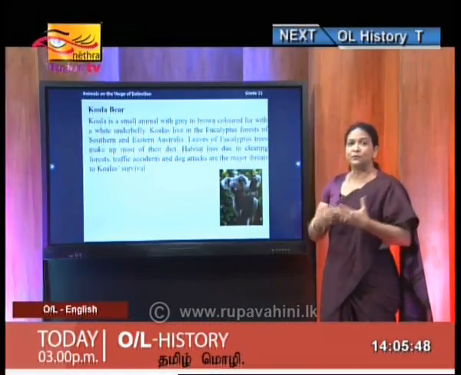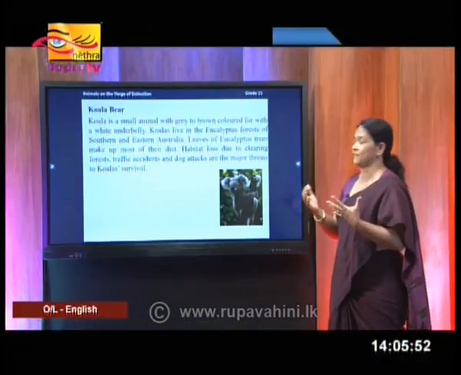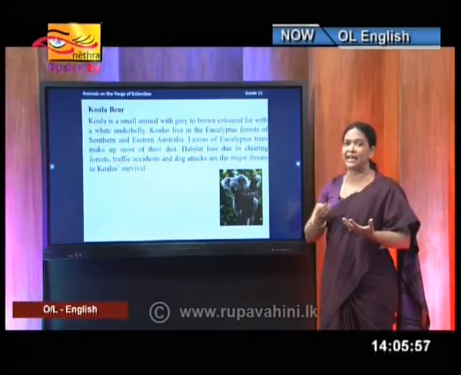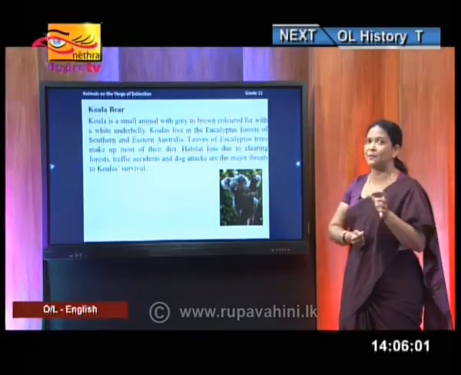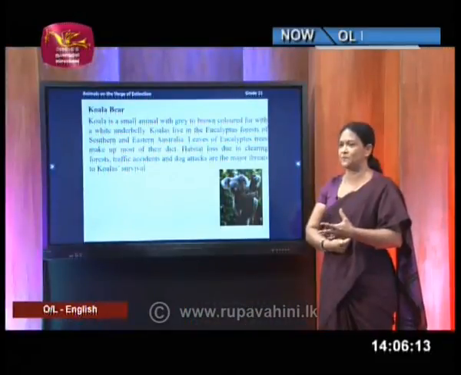The next one is for you to find out the place that they live. Habitat. I told you, habitat means the place they live. So, you can find the same verb in the text, the verb live. Look at the second sentence. Koalas live in the eucalyptus forests of southern and eastern Australia. So, that is the answer. It's the place where they live.